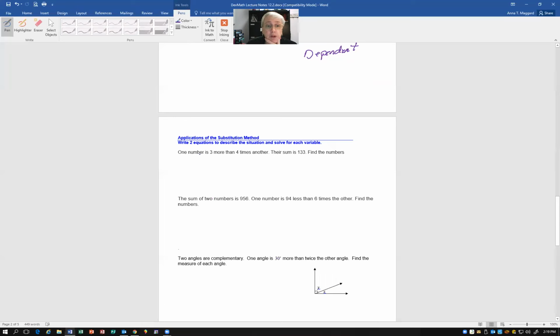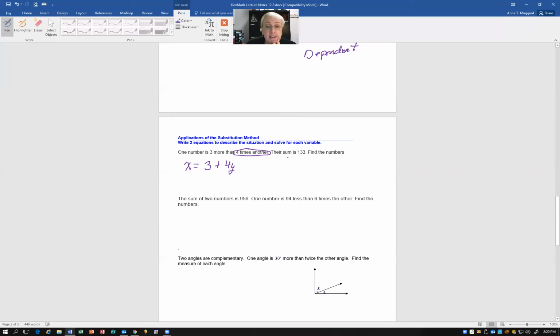This says one number is 3 more than 4 times another. When it's just talking about a number like this, we're just going to do a word for word translation. One number, we're going to call it x, would be equals 3 more than, is 3 plus 4 times another, and that's our 4y. That's our first equation. Usually one sentence is one equation.